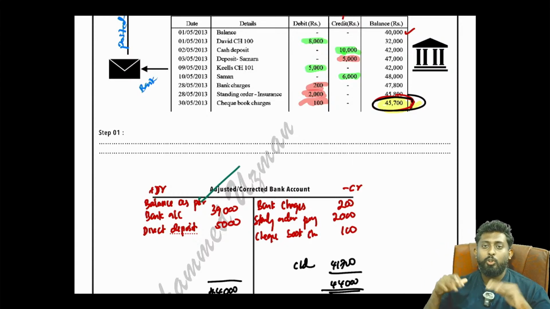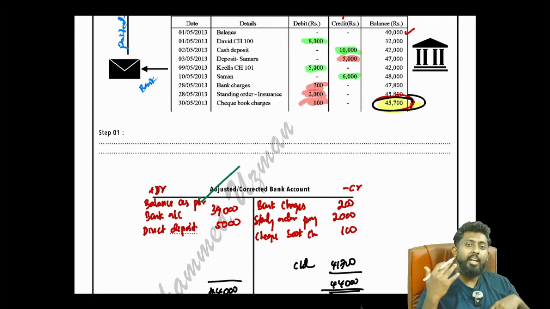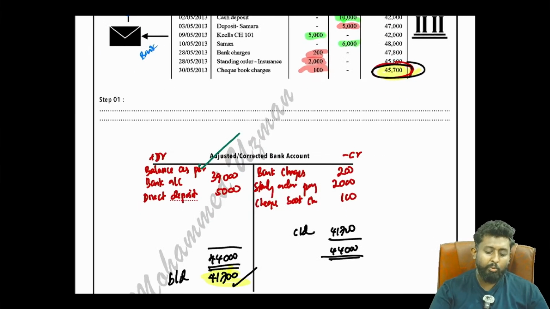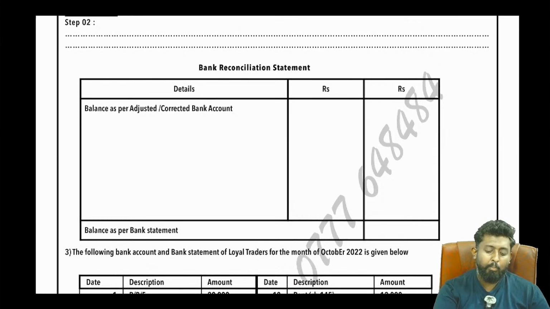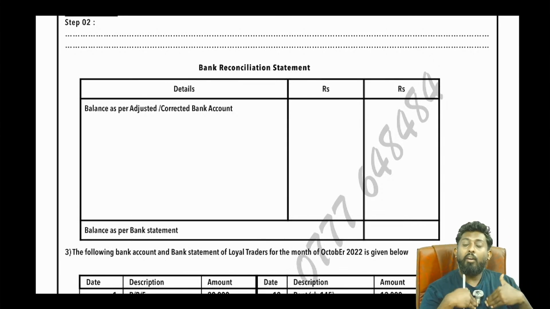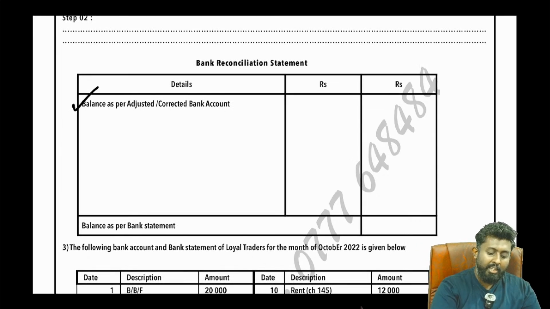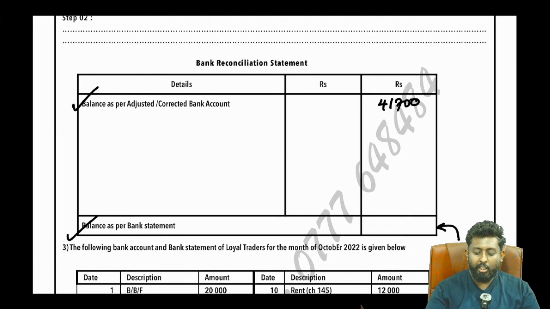We corrected, no. So the other reasons are unpresented and unrealized checks, and there could be bank errors, but at O level I don't think they are going to check that, right? Okay, so that's why for the second step we prepare the bank reconciliation statement, and we have a problem between our correct balance and the bank statement balance. That's why we write like this: balance as per adjusted bank account, our balance 41,700, balance as per bank statement, if you do this sum, you will get 45,700.